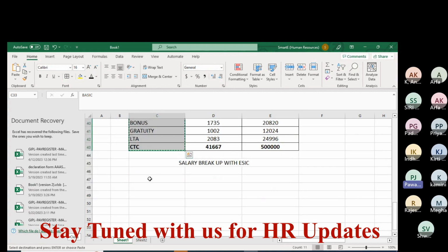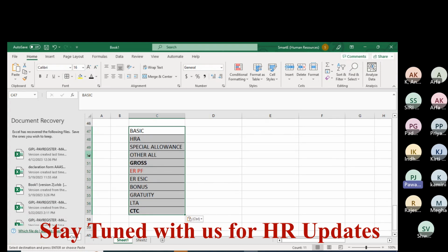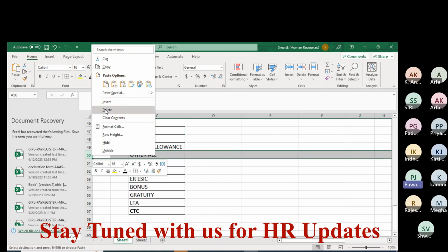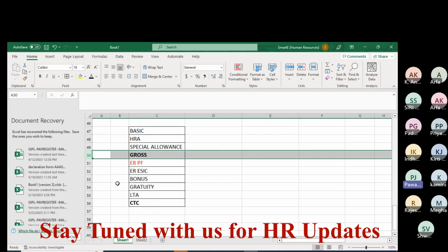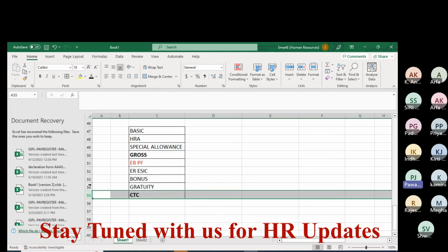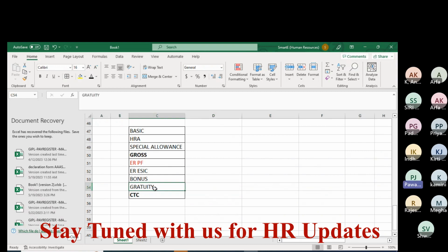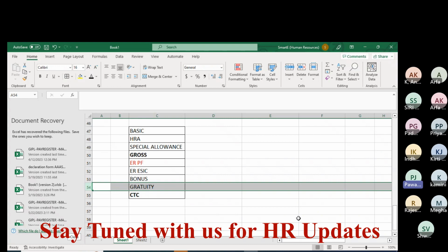Now we need not consider too many things in CTC because there is a very small amount. It is a 15,000, 21,000 breakup. So we need not add other allowances. We can remove them. We can remove LTA here. Even we can remove gratuity from here. We can take it into consideration, but we can also try to remove it because otherwise people will get very little salary. So we can also remove the gratuity.